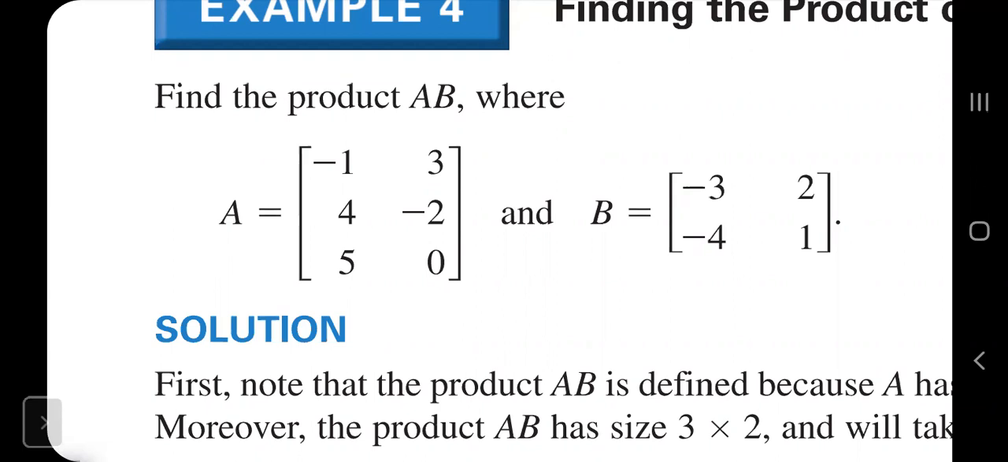I mean, there are times, let's say, for example, if A and B were both 2 by 2 matrices, then I could do AB and I could do BA.